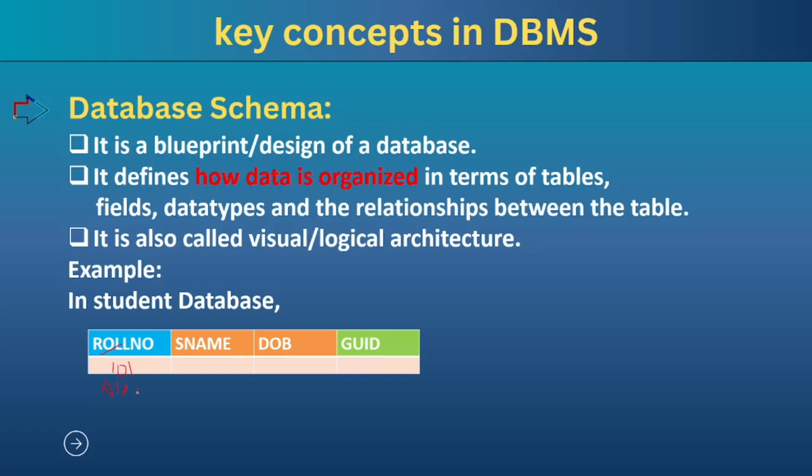So these are the possibilities, right? So that is nothing but the structure. It defines how the data is organized in terms of tables, fields, data types, and the relationships between the tables. It is also called the visual or logical architecture. So this is also an important point. It will come in one mark also. So these are the points you have to mention.